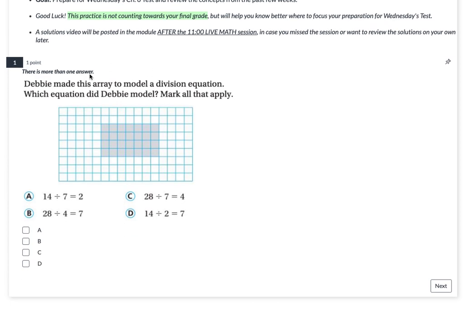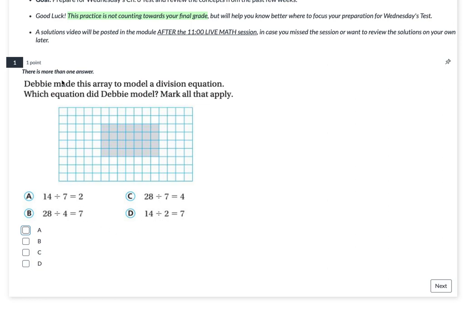Okay? Question 1. And there is more than one answer. Debbie made this array to model a division equation. Which equation did Debbie model? Mark all that apply. So is this array modeling A, 14 divided by 7 equals 2? And I know the picture here shows A. You have to actually click down here, okay? B, 28 divided by 4 equals 7. C, 28 divided by 7 equals 4, or D, 14 divided by 2 equals 7.